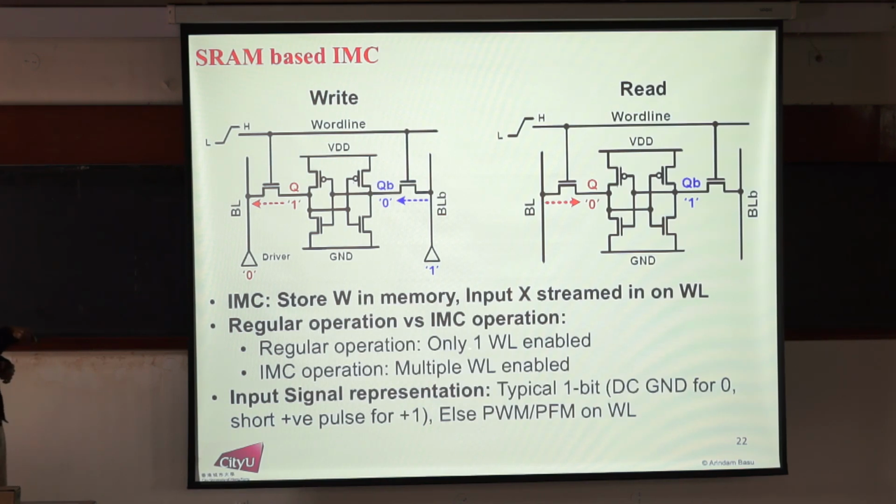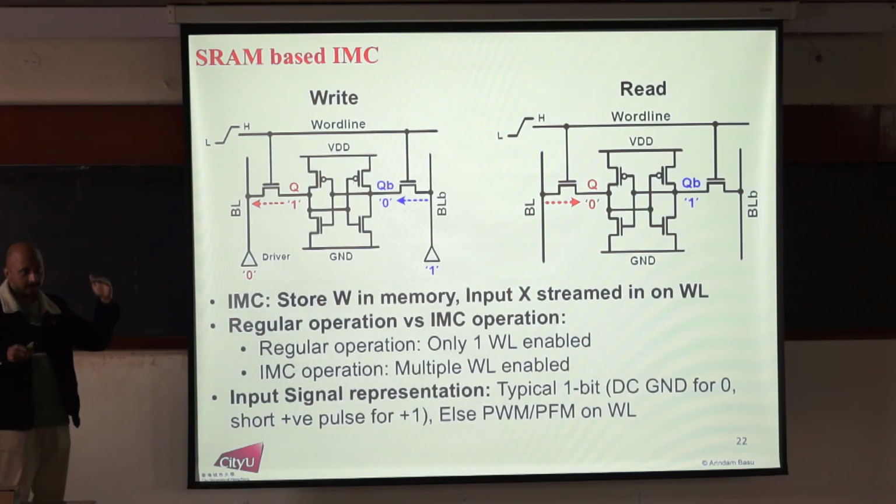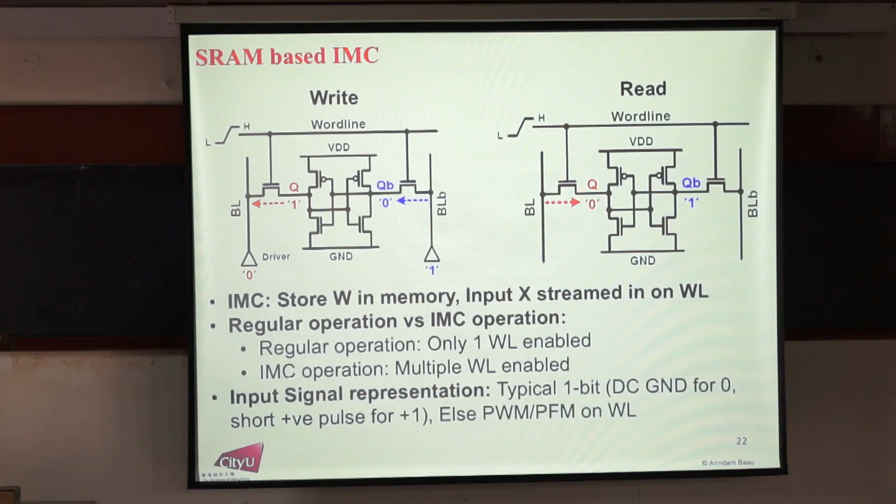In regular operation, only one word line is enabled. What you were talking about, Nimrod, that you have one row at a time kind of a read. The major difference in in-memory computing is that multiple word lines are enabled. Okay? That's really the key of how you are getting the efficiency in throughput and so on.